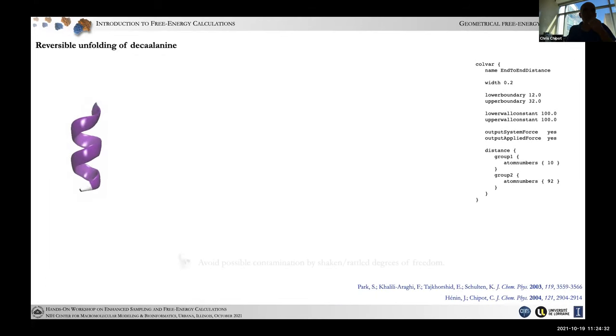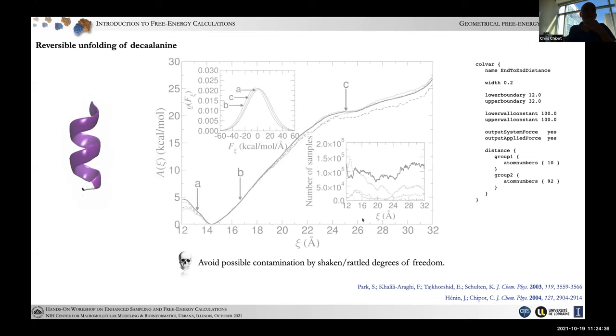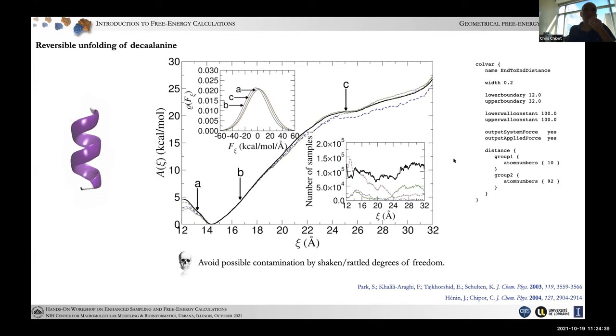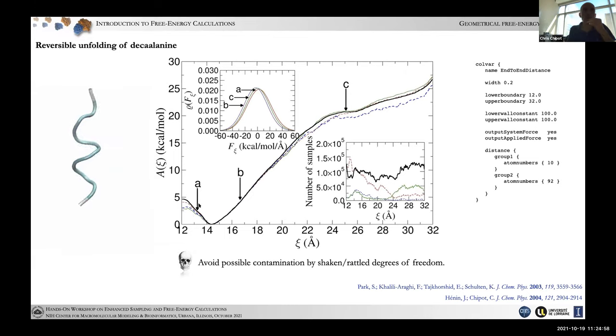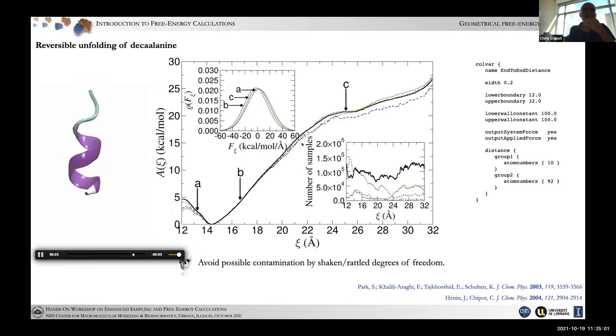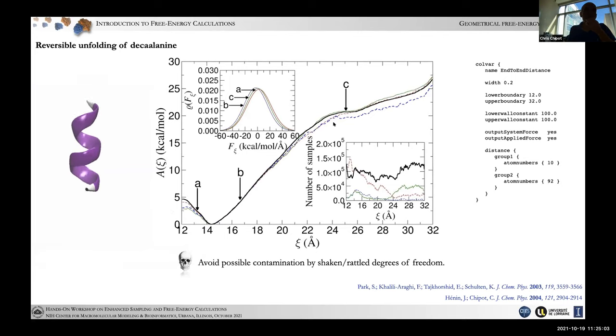So this methodology is available in NAMD as part of the COVARS module. You will have to define a collective variable, and in this particular case, which is actually illustrated in the slide, you will have to define a collective variable. I'm sure that Jerome will talk about this in more detail. And so that's an illustration of what's actually happening.